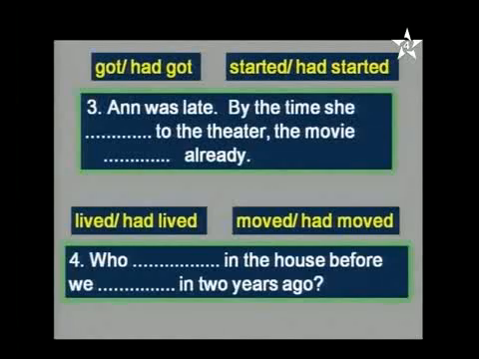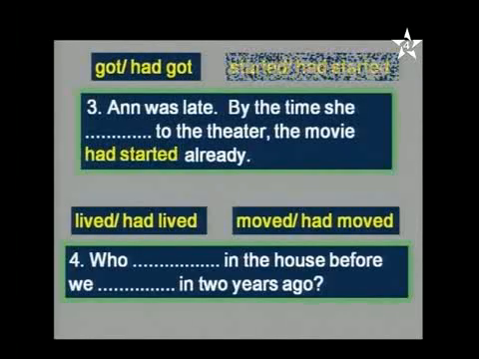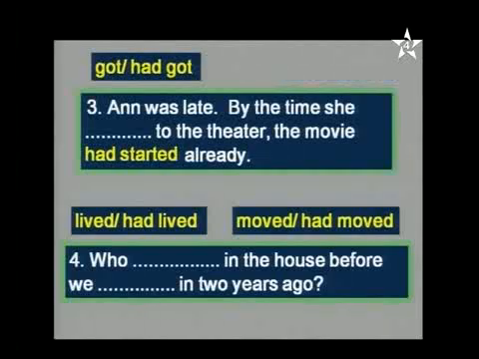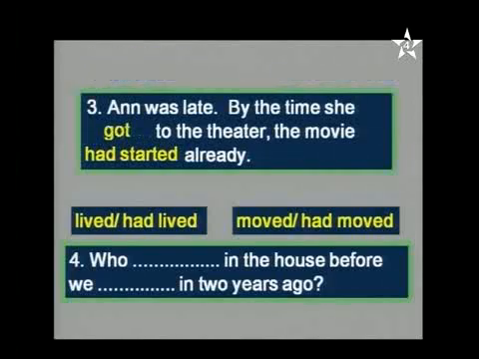Okay? So look at number 3. What happened first? And what happened second? So, of course, the movie started, and then Aisha got to the theater, to the movie theater. So, the correct sentence is, yes, the movie had started already. And then Aisha got or arrived to the theater. And the sentence reads, Anne was late. By the time she got to the theater, the movie had started already.